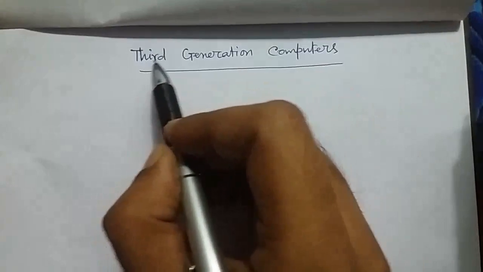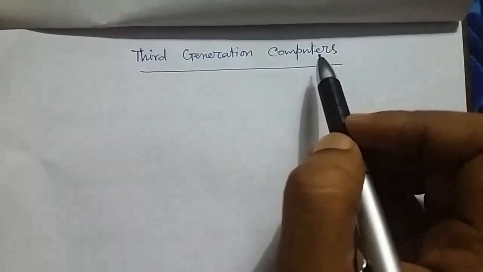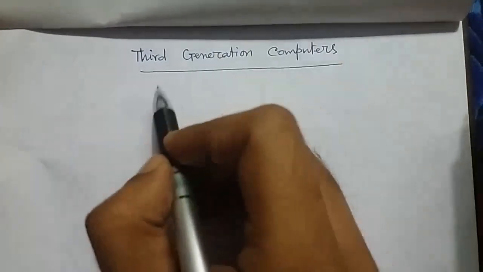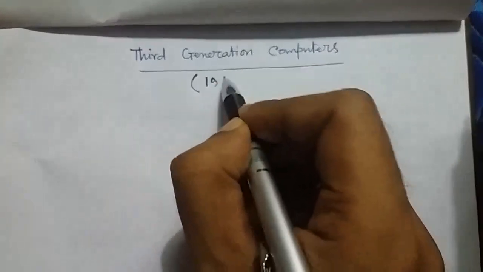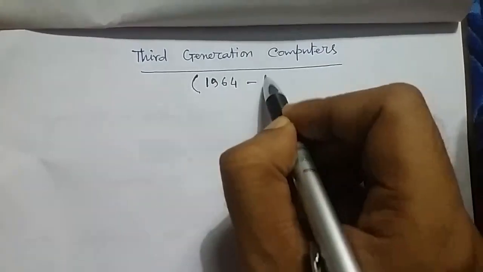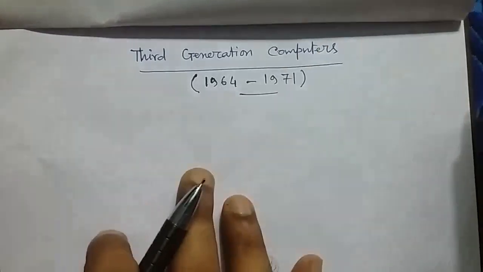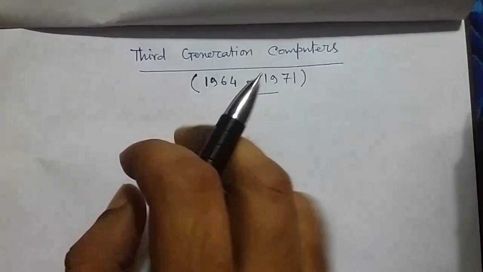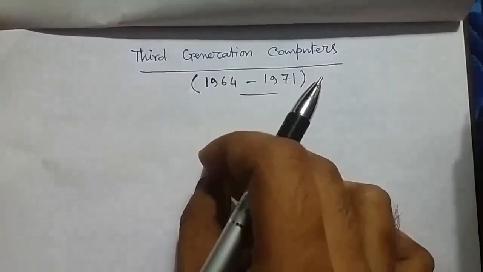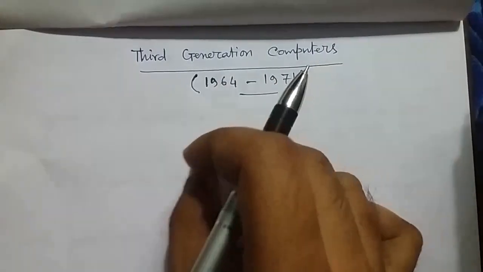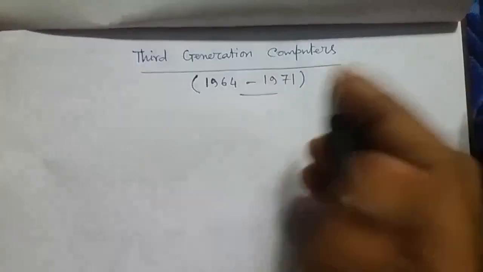Next is third generation computers, and the duration is 1964 to 1971. These computers used integrated circuits as the main electronic component to improve their performance.